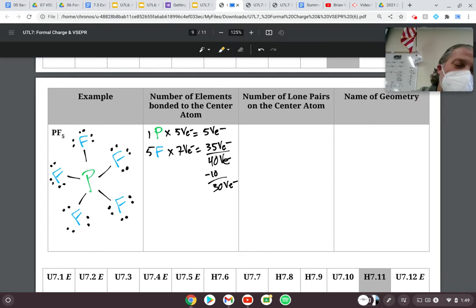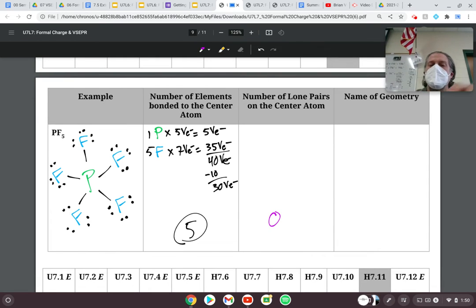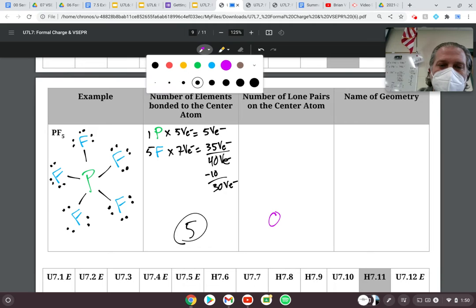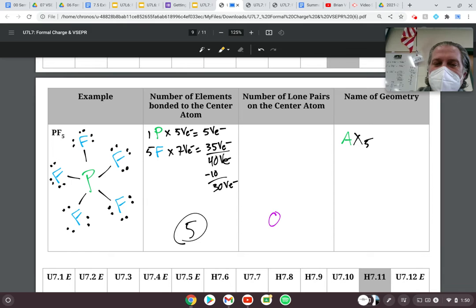So now all of the fluorines have 6 dots and 2 electrons in a bond, so all of the fluorines have their 8 valence electrons. Because phosphorus can have more than 8, in this case 10, this structure is drawn as correctly as it can be. The number of atoms bonded to the central atom is 5, with no lone pairs or unshared electrons on the central atom. So we can call this AX5.